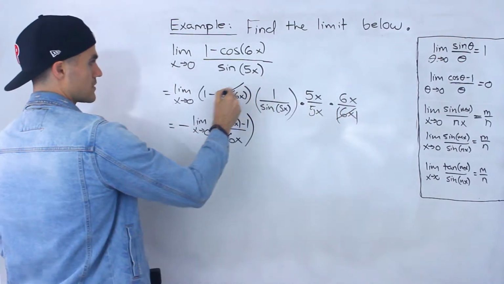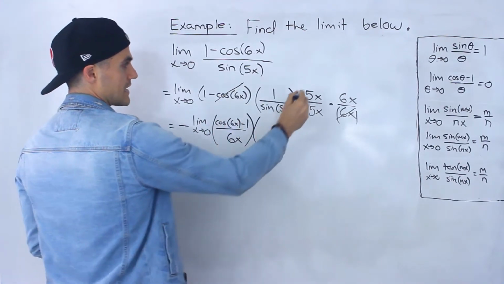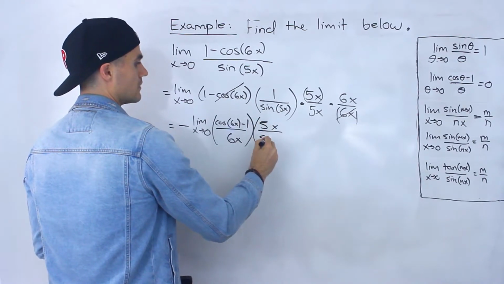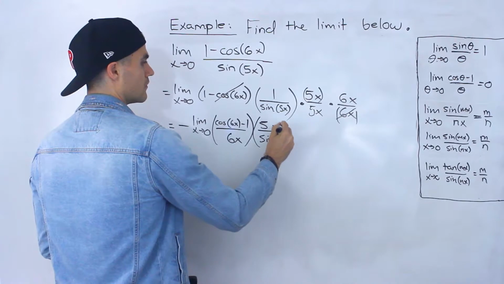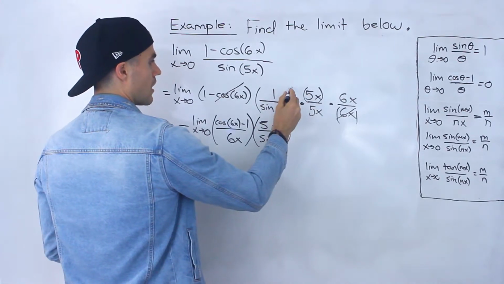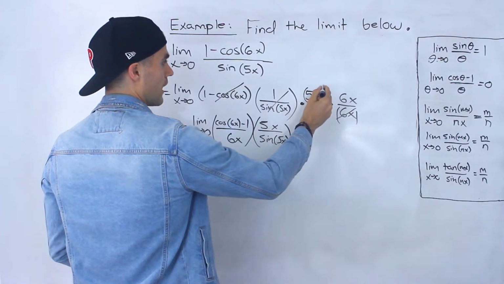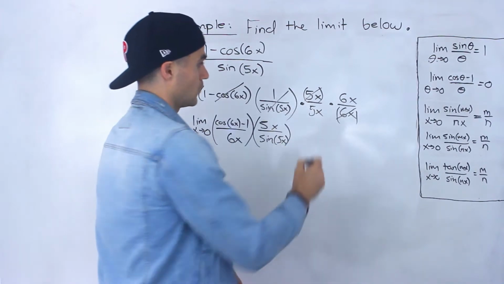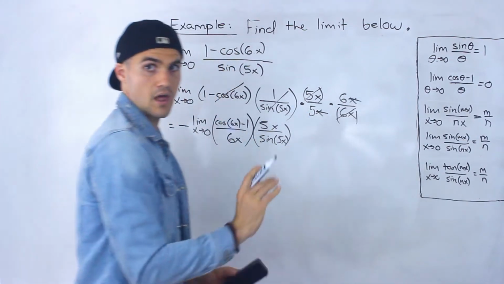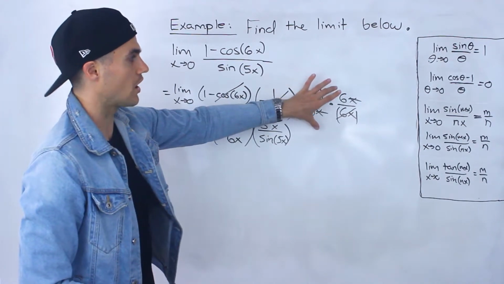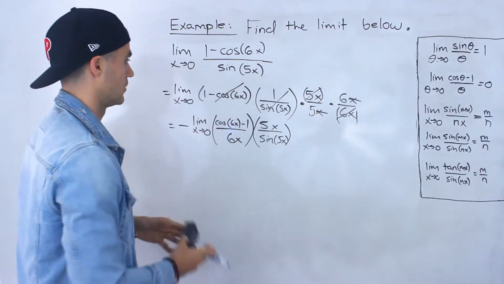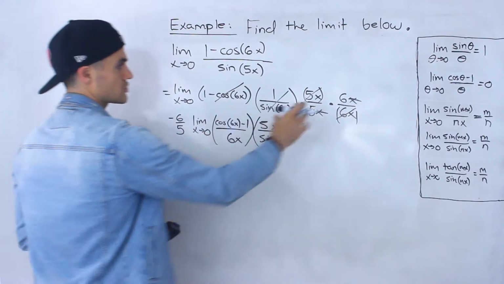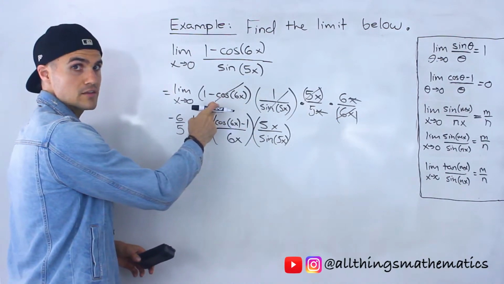So this goes away, this goes away. Then I'm going to take this 5x and put it over this sine 5x, so I'll have 5x over sine 5x. So this goes away, and then this goes away. And then notice we're just left with 6x over 5x, where the x's cancel out. So we're left with 6 over 5, which is a constant, which I'm also going to take out. So I'm going to put negative 6 over 5 in front, because it's not just 6 over 5, it's negative because of the negative that I took out of this bracket.